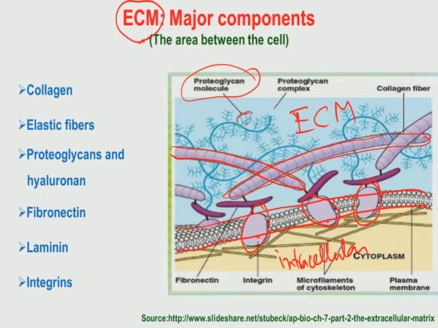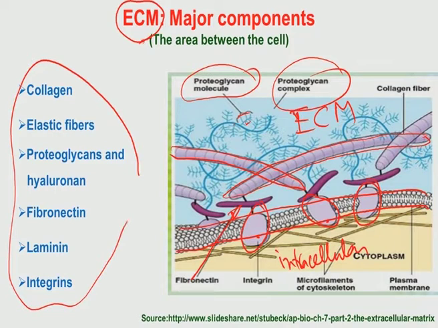So, these are proteoglycan molecules or proteoglycan complexes, and you also have other proteins called fibronectin protein, which are also present in the extracellular matrix region. And this is a summary of all the constituents of the extracellular matrix. You have collagen, that is the fibrous protein structure. You have fibronectin, laminin, these are also protein structures, then you have elastin fibers.